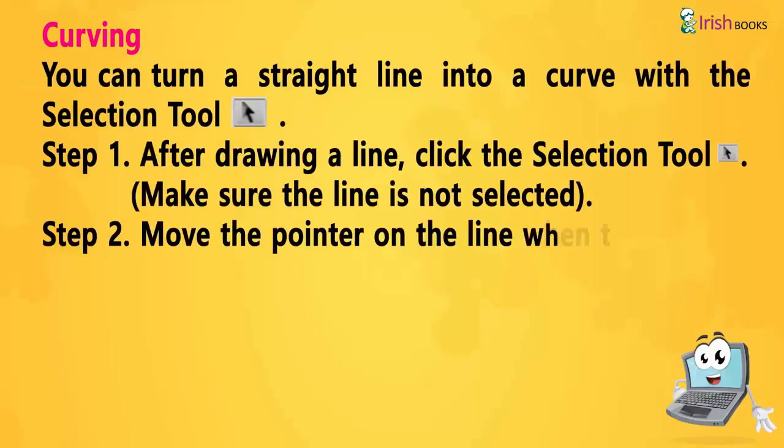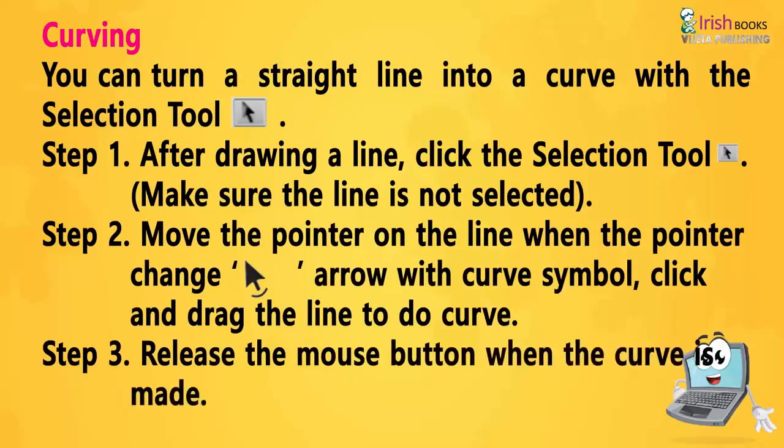Curving. You can turn a straight line into a curve with the Selection tool. Step 1. After drawing a line, click the Selection tool. Make sure the line is not selected. Step 2. Move the pointer on the line. When the pointer changes to an arrow with a curve symbol, click and drag the line to make a curve. Step 3. Release the mouse button when the curve is made.